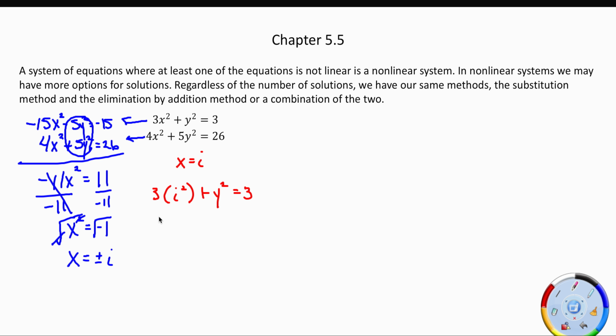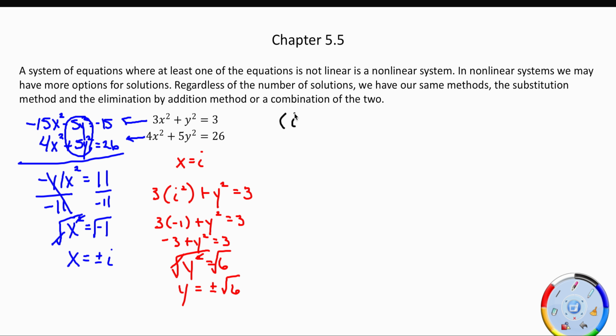Well, I know i squared is -1, right? 3 times -1 plus y squared equals 3. So -3 plus y squared equals 3. Add 3 to both sides. y squared is 6. Square root both sides. So y is plus or minus the square root of 6. That means so far my solutions are i square root of 6 and i negative square root of 6.